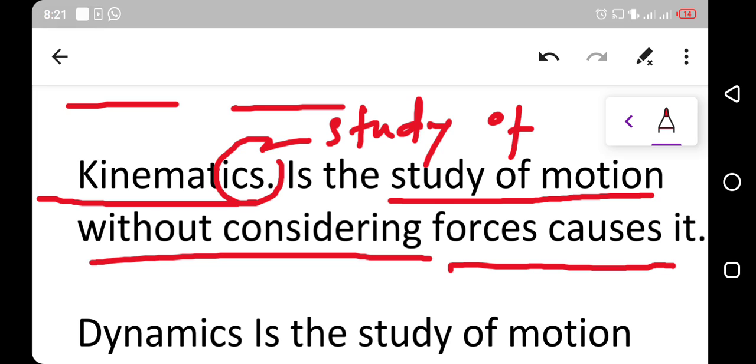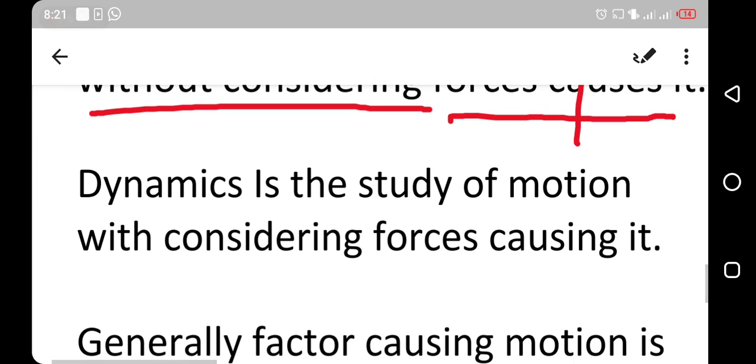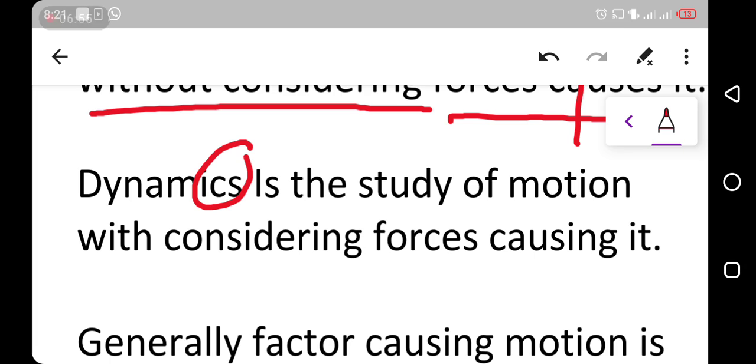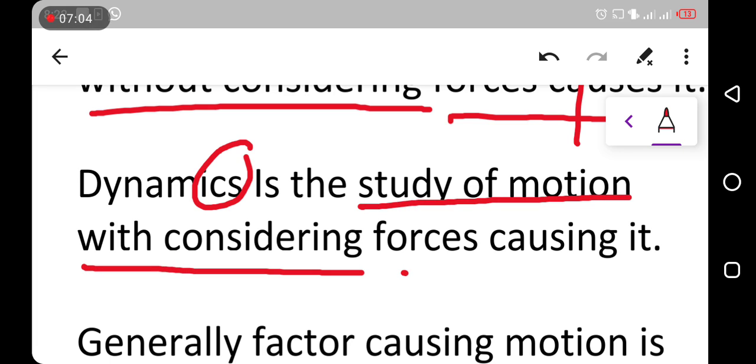And another study we have is dynamics. Like kinematics, dynamics has the suffix ics, so it is study of. Dynamics is the study of motion with considering the forces causing it. So it is the opposite of kinematics. Dynamics ni kinyume cha kinematics. Ni study of motion with considering forces causing it.